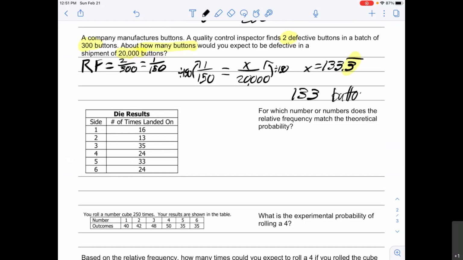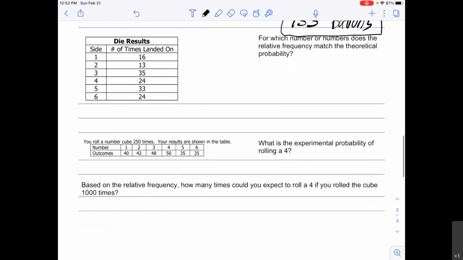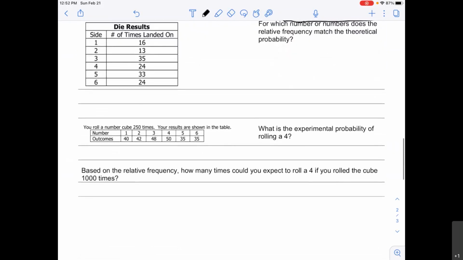That's my answer. I would expect 133 buttons to be broken. Again, having a decimal point of a button doesn't make sense in this context, so I rounded to the nearest whole number. Now, there's a few other different types of questions that you could be asked. So we're going to look at a couple more of those.